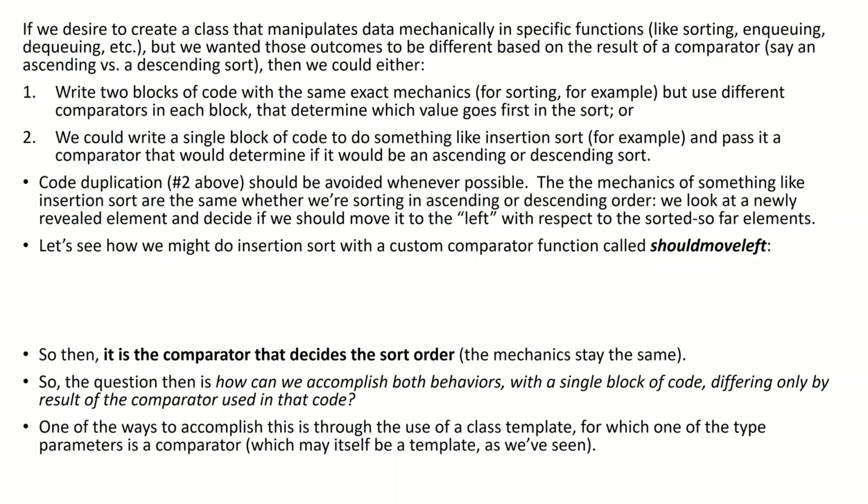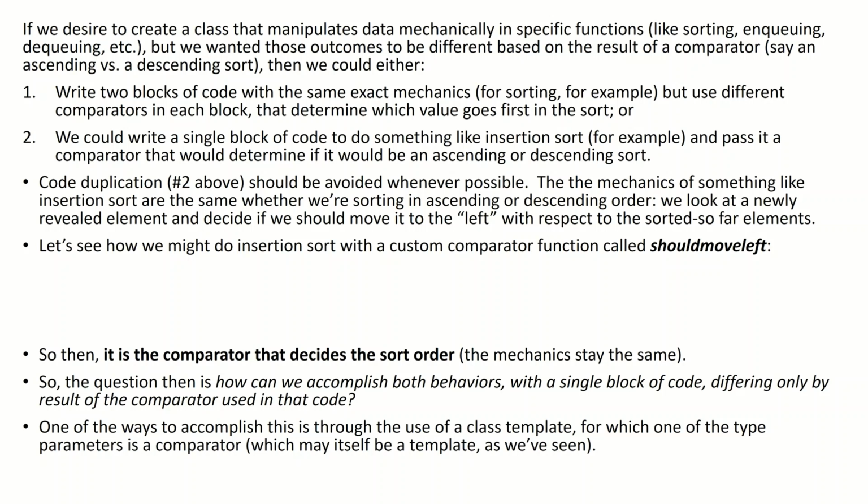Instead of relying on the less than function, let's rely on a custom comparator called should move left. And so this is a Boolean comparator, and it would tell us true if we needed to move that data item to the left, or false if we did not need to move it.